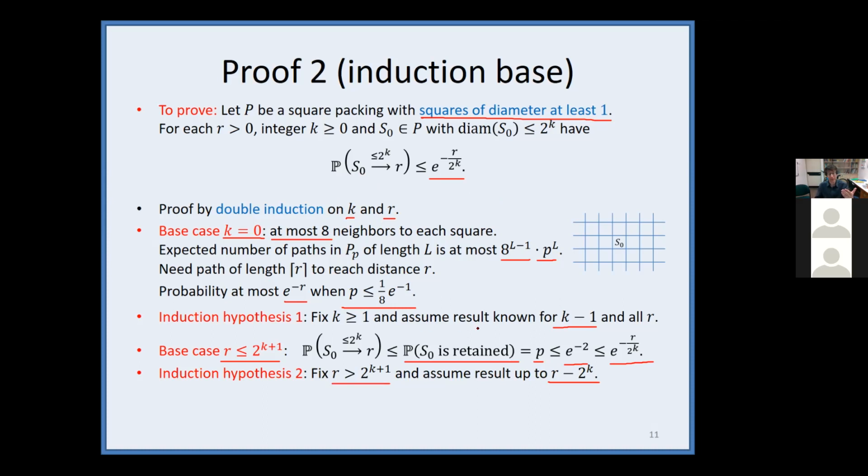In particular, I would like to use the fact that the result is known for k minus 1, but I cannot do it directly because all I know about S0 is that its diameter is at most 2 to the k. And in order to use the induction hypothesis for k minus 1, S0 will need to have diameter at most 2 to the k minus 1, a little bit less. So the next slide is concerned with that.